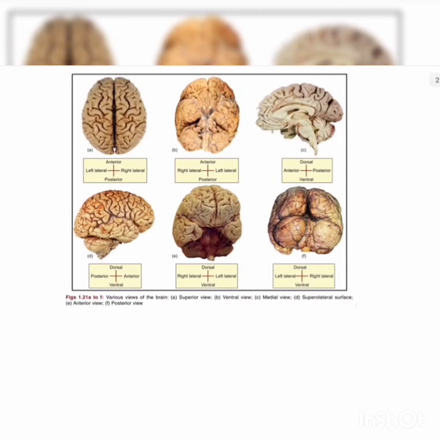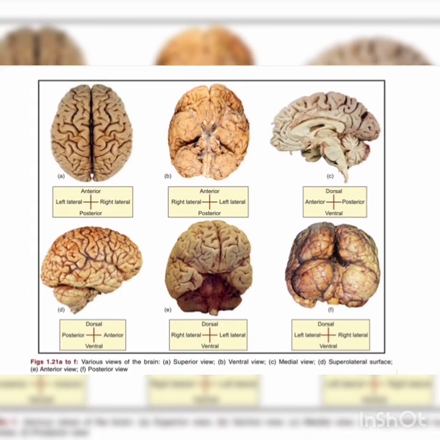So these are the various views of the brain. First one is the superior view, and here you can see the anterior portion, this is the posterior portion, and these are the left and right lateral portions. The second one is a ventral view. Here you can see the brainstem. Okay, so this is the brainstem, and this is the anterior and posterior view.